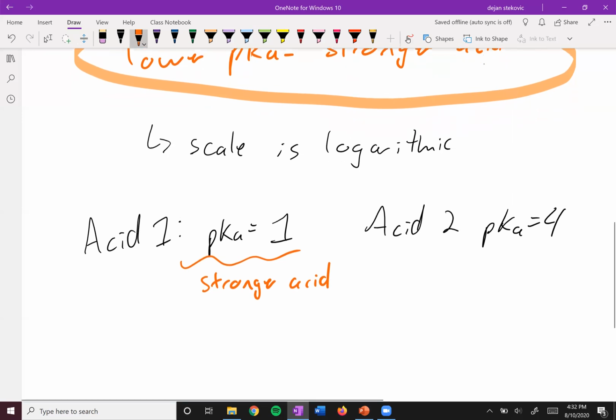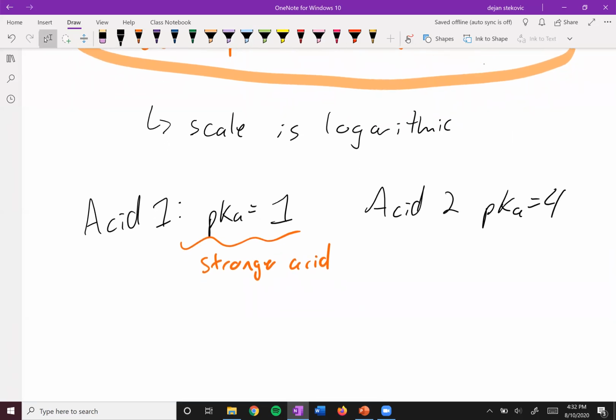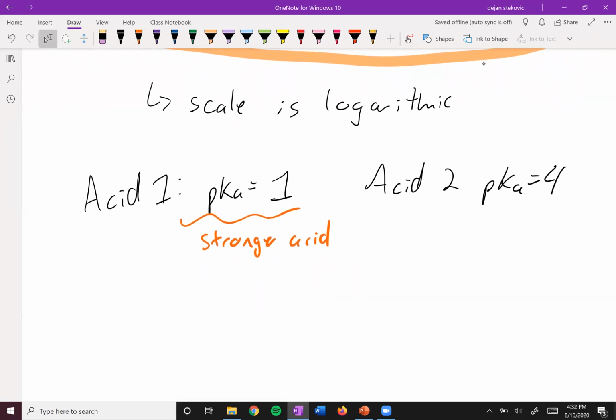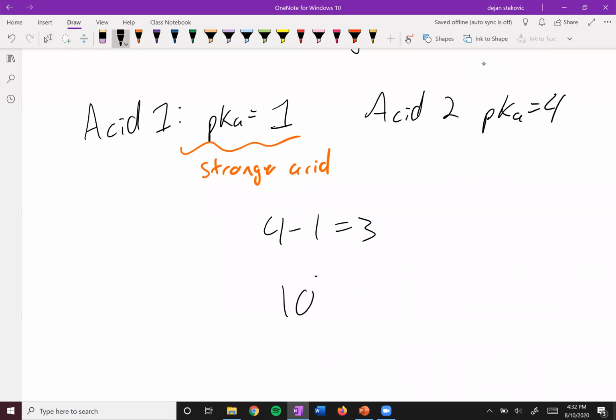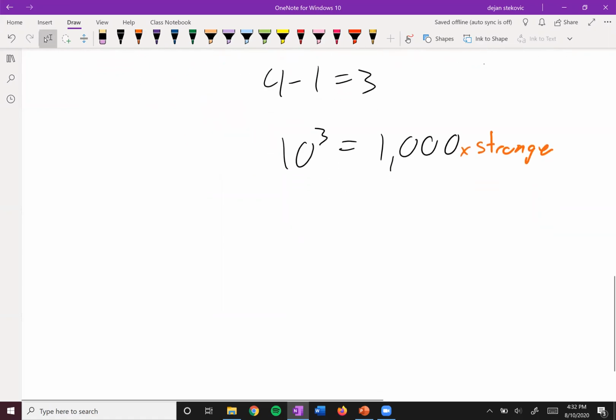And not only do we know it's the stronger acid, we can tell how much stronger the acid is. So all you do is you subtract these numbers. So 4 minus 1 is equal to 3, and it's a logarithmic scale. So 10 to the third is 1,000 times, right? So acid 1 is 1,000 times stronger than acid 2, right? So I want you to know that lower pKa is stronger and that it's a logarithmic scale.